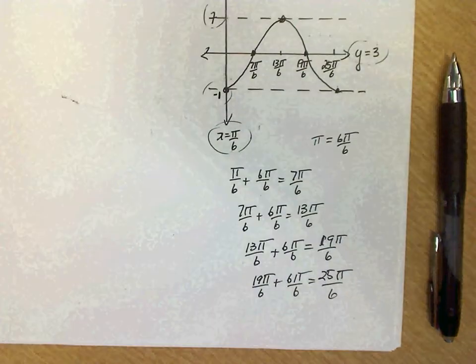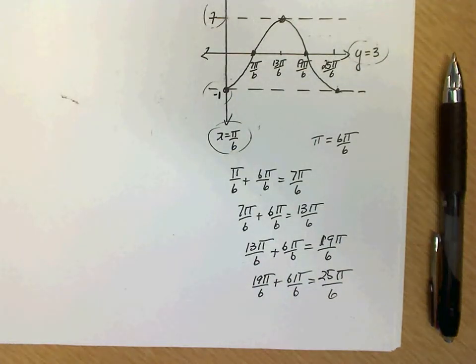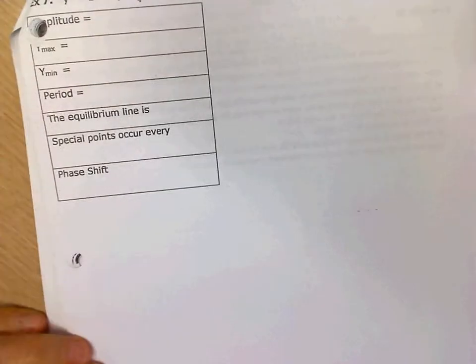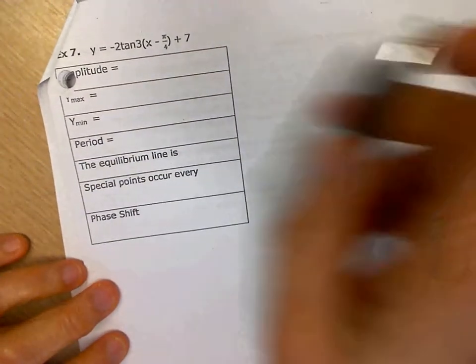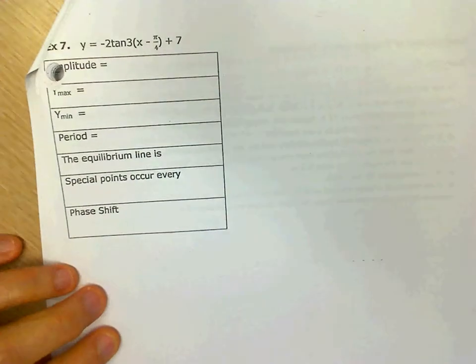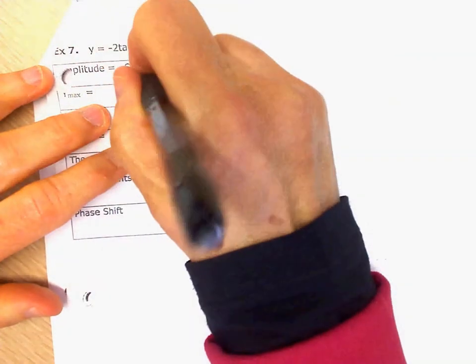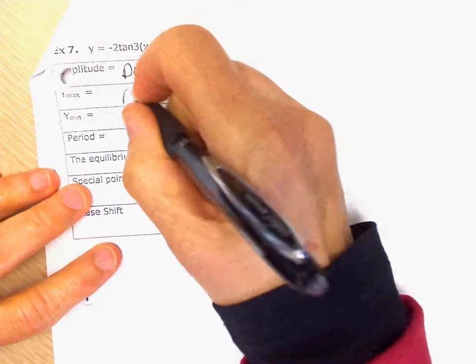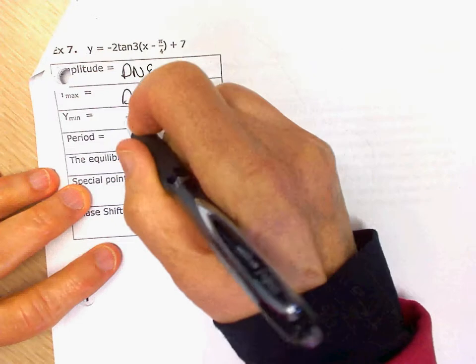So let's do a tan function. Maybe we should do one of the harder ones. I'll just do one more example. Why don't I do example 7? Okay? That looks nice and complicated. Amplitude. What's the amplitude of a tan function? Does not exist. Y max does not exist. Y min does not exist.